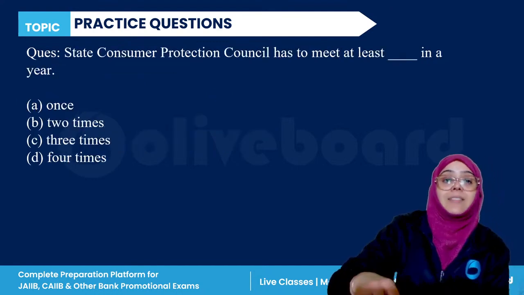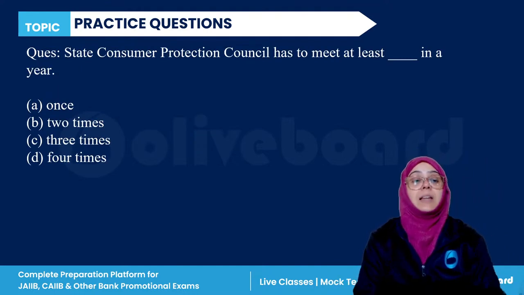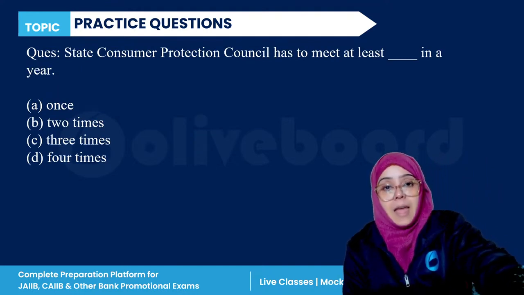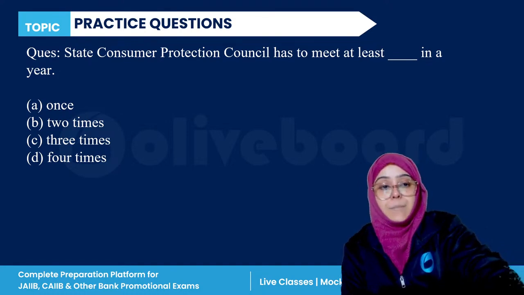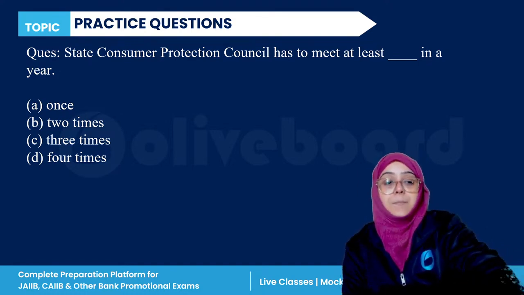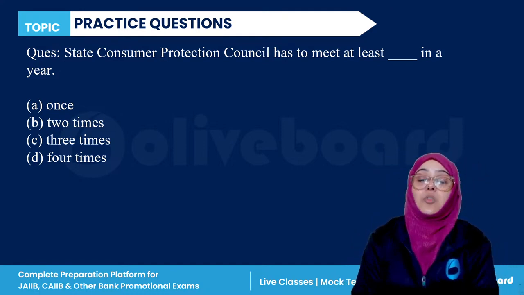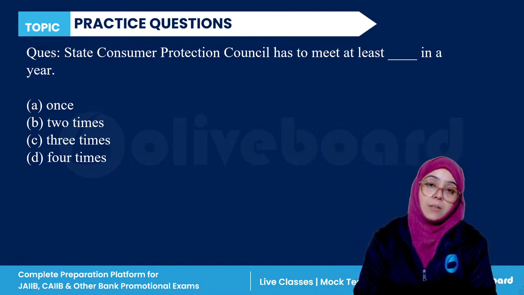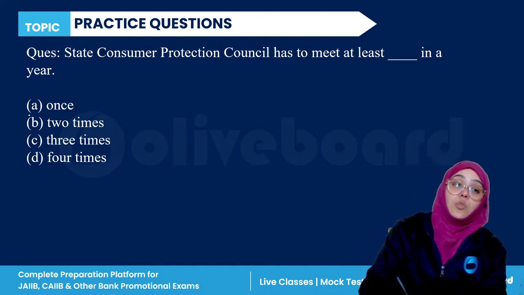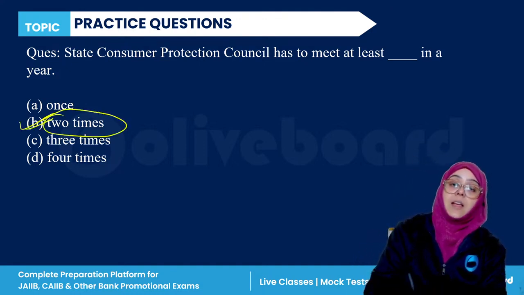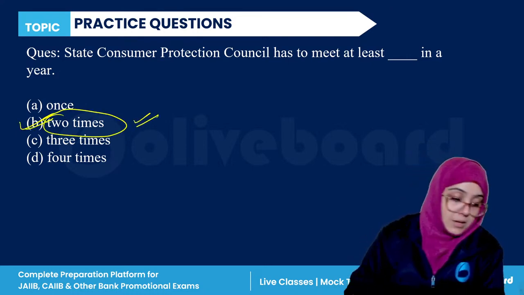Don't worry. Next, the State Consumer Protection Council has to meet at least dash times in a year. So the correct answer is at least two times in a year. The State Consumer Protection Council has to meet at least two times in a year, right?